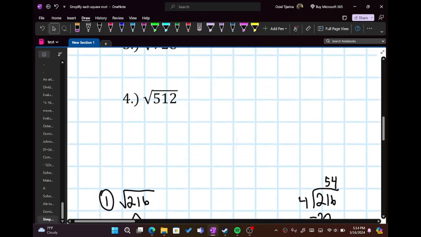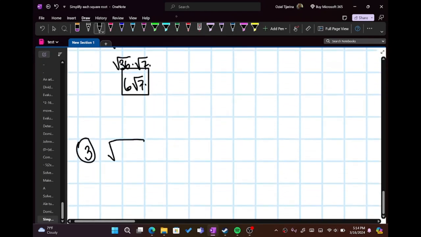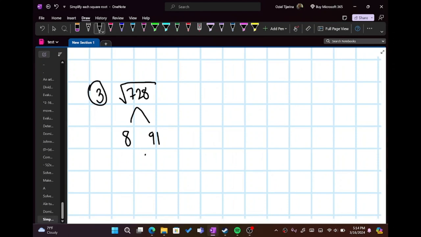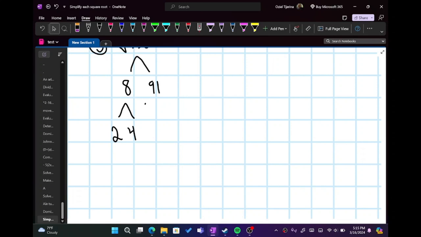Number three says the following: the square root of 728. So let's grab this, and it's gonna be 8. I think we can do 8 and 91. And then we can also do, let's see here, 2 and 4. So now, let me just go ahead and try to see here really quick, guys, if I have this correct.